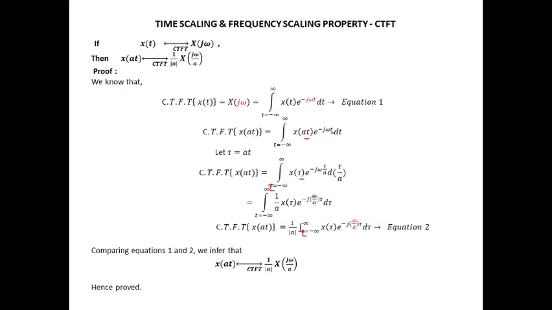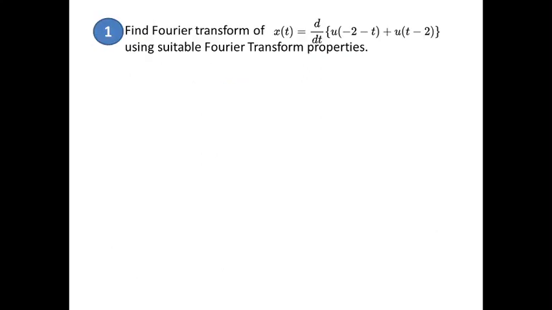Next, let us move on to a problem. So we have to see what is the advantage of using these properties. Let us take a very typical example where we will be seeing how some of these properties can be used. Find the Fourier transform of x of t equal to d by dt of u of minus 2 minus t plus u of t minus 2 using suitable Fourier transform properties.